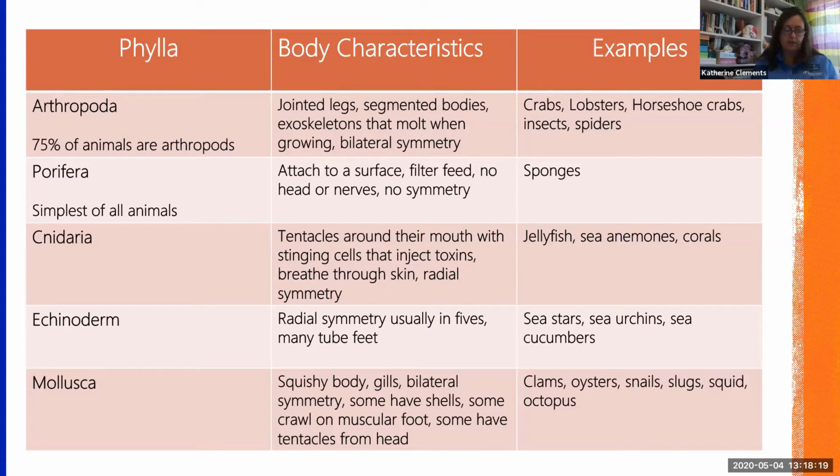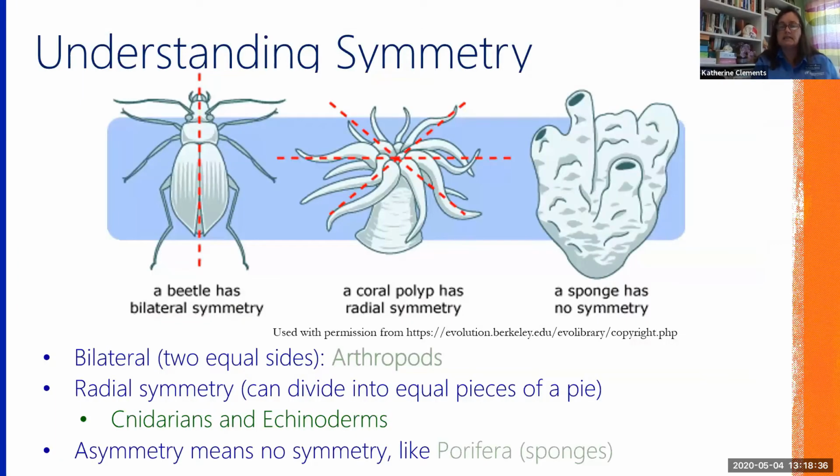So examples in phylum Mollusca are clams and oysters. Those are the ones with 2 shells. Squid and octopus do not have shells. They are the mollusks that have tentacles from their head. So we are going to review these examples in a minute, but let's first talk about symmetry.